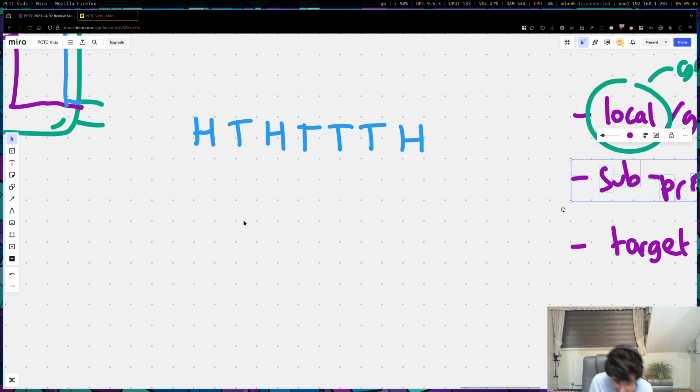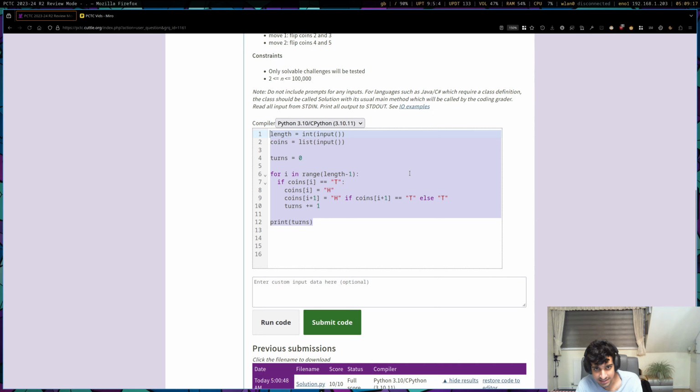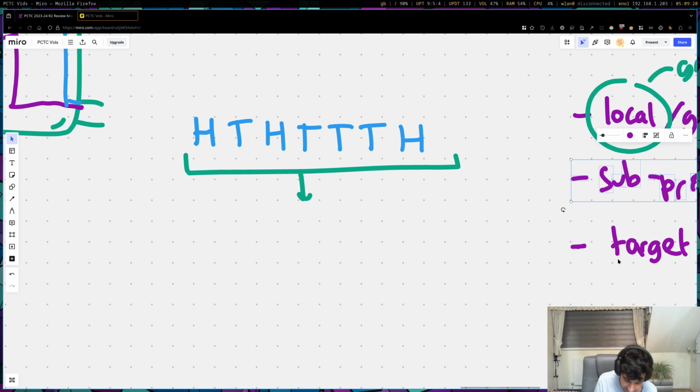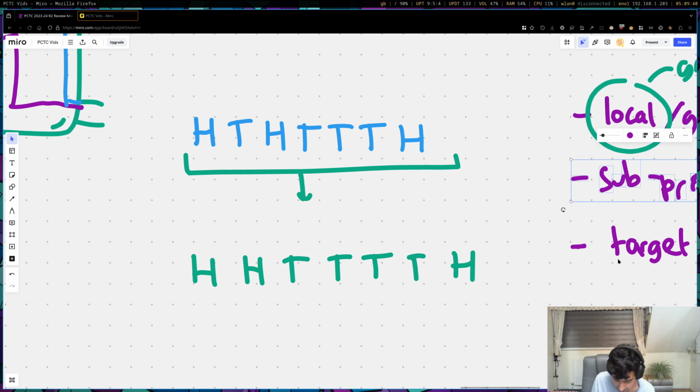So subproblems. If I were given this entire string, and then I want to do some processing on it, according to the algorithm that I just showed you in the editor, what it would do is ignore the h, because that's an h, that's what we want, and then it would change the next t to an h. So that t would now become an h, and of course I'd also have to flip over the next coin, and so that would become a t. And so after, oops, there's one more t. Yeah. So after one turn, I get this.